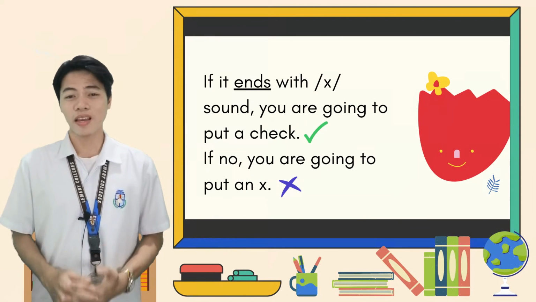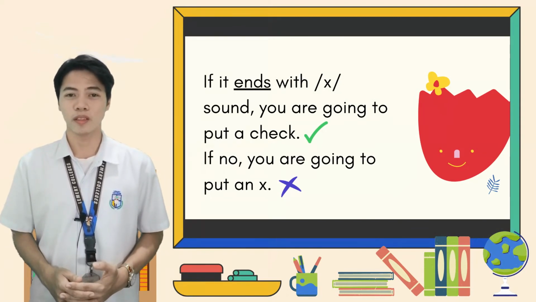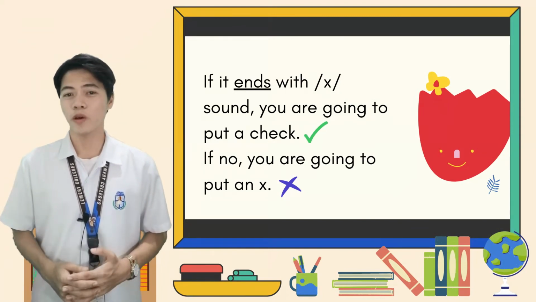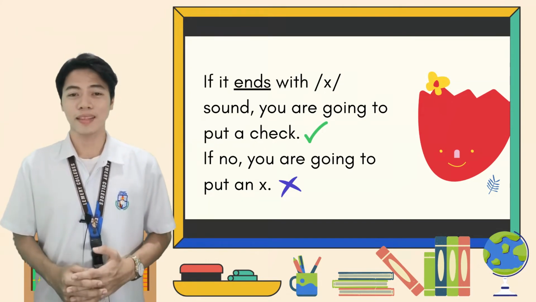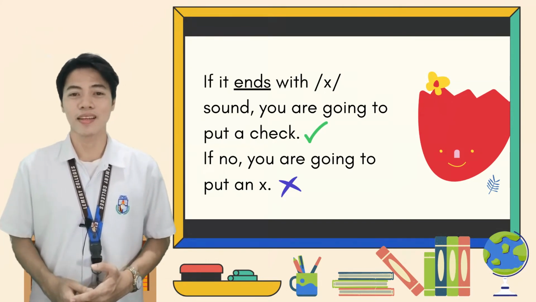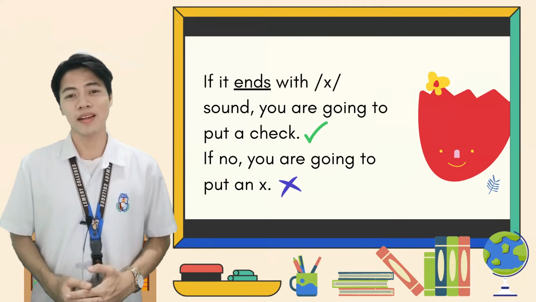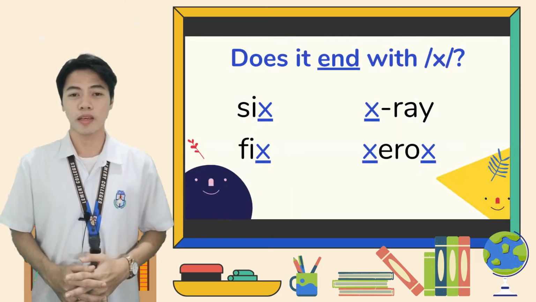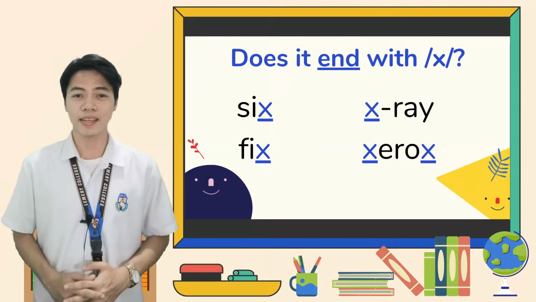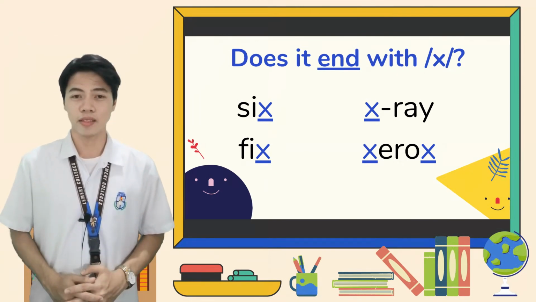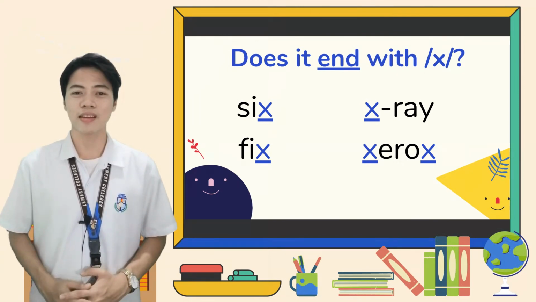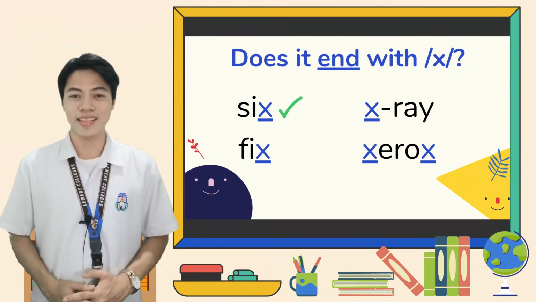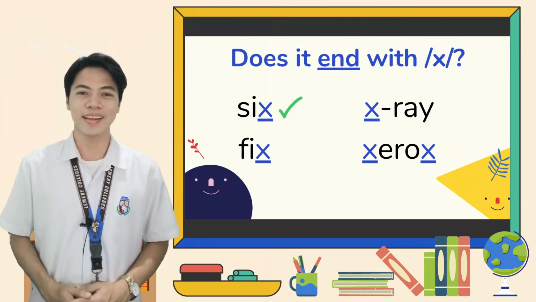Now kids, I have here another set of questions. And this one, we are going to look for words that ends with the letter X. So if it ends with the letter X, we are going to put a check mark on it. And if not, we are going to put a cross mark or X mark. Okay, so the first one is 6. Does it end with the letter X? Yes, it ends with the letter X.